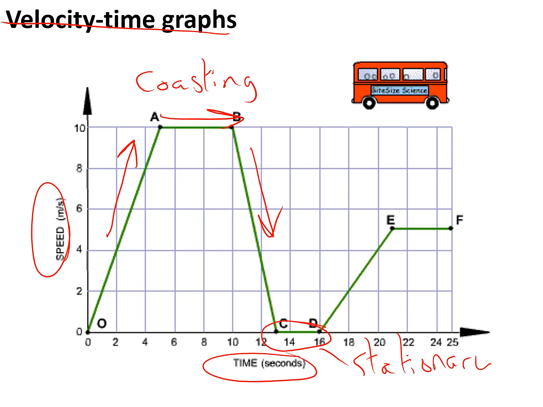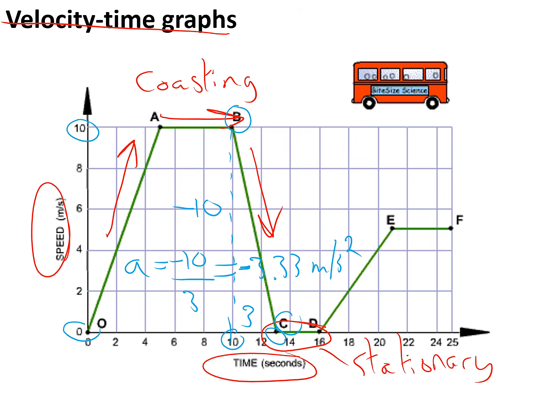Now, two sets of calculations we need to do here. First thing is we need to be able to calculate the acceleration. So to do that, we do change in speed divided by time. So to go from B to C, our change in speed is going from 10 down to 0, so that is minus 10. And our time is going from 10 to 13, which is 3 seconds. So acceleration is going to be minus 10 divided by 3, equals minus 3.33 meters per second squared.